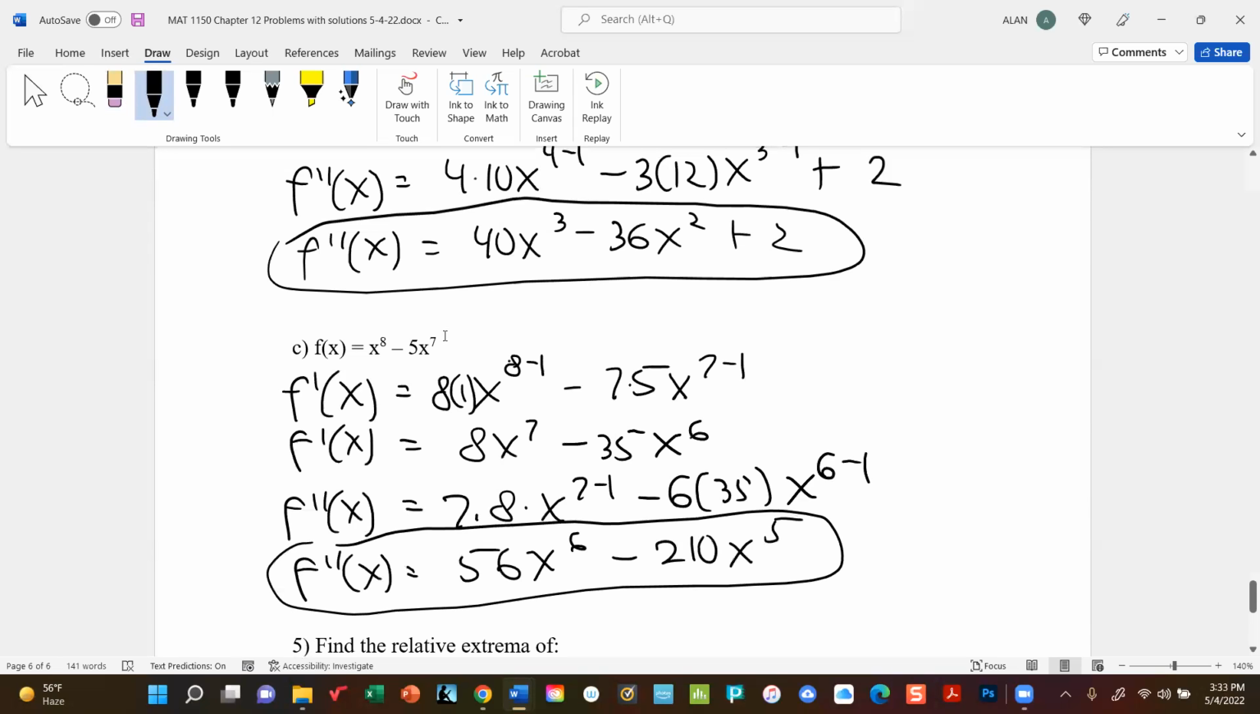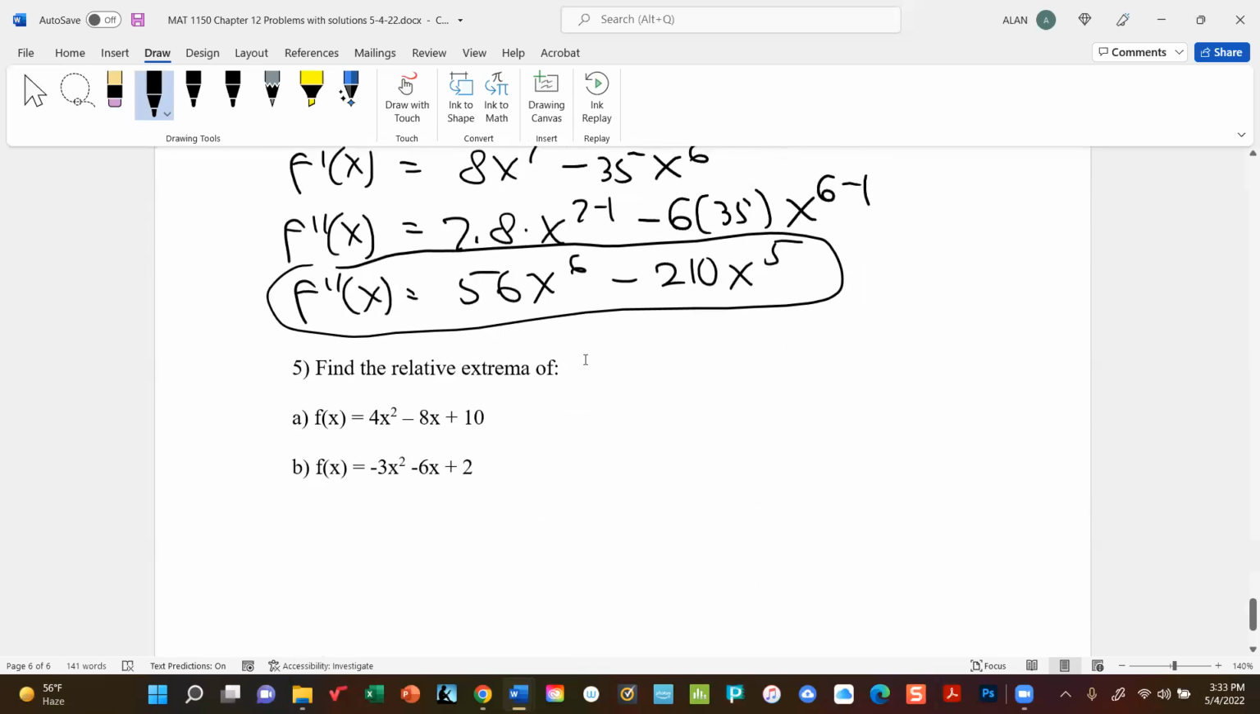All right, now this last part, it says the words relative extrema. Let me show you what that means. Extrema, it's a Latin word. It means the extreme points. These are the minimum points or maximum points, or there could be some of both. So write it like this: minimum and/or maximum points.